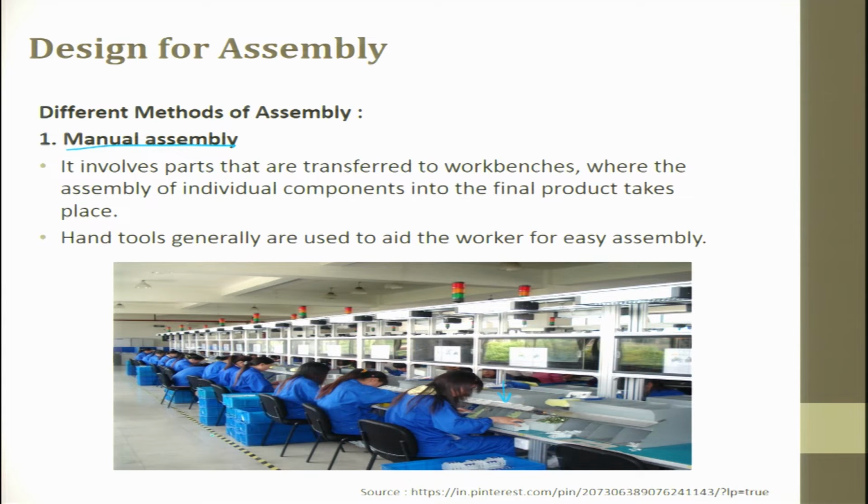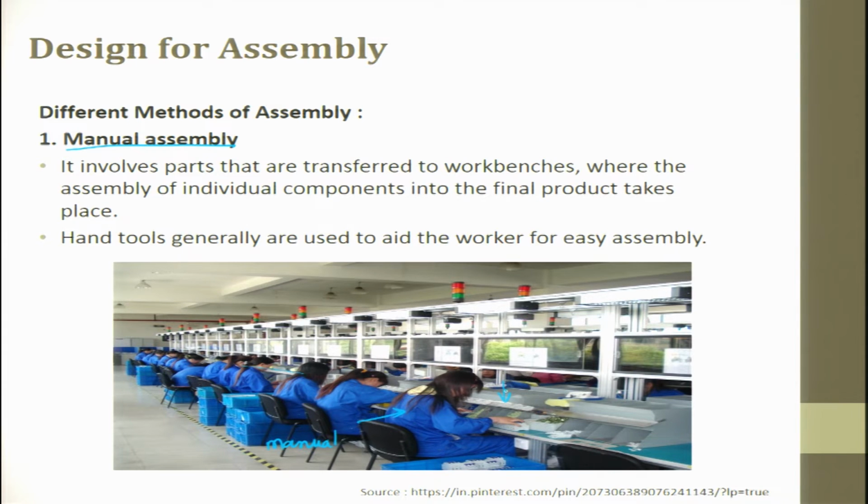So, in manual assembly, the operation is done by a man, but the conveyor keeps moving from station to station. Okay. So, it involves parts that are transferred to workbenches where the assembly of individual components into the final product takes place. Okay. Hand tools generally are used to aid the worker for ease of assembly.